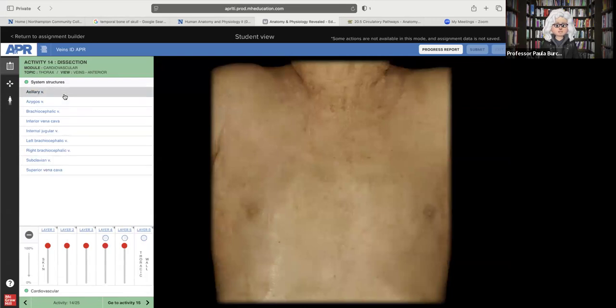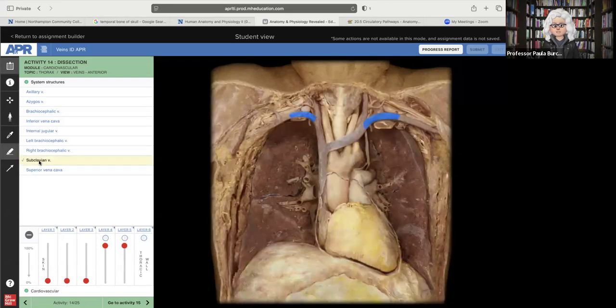So here we have the thorax. Let's begin with the axillary vein. And then we'll go into the subclavian vein, into the brachiocephalic veins, the left and the right, into the superior vena cava, and then blood will go into the right atrium.